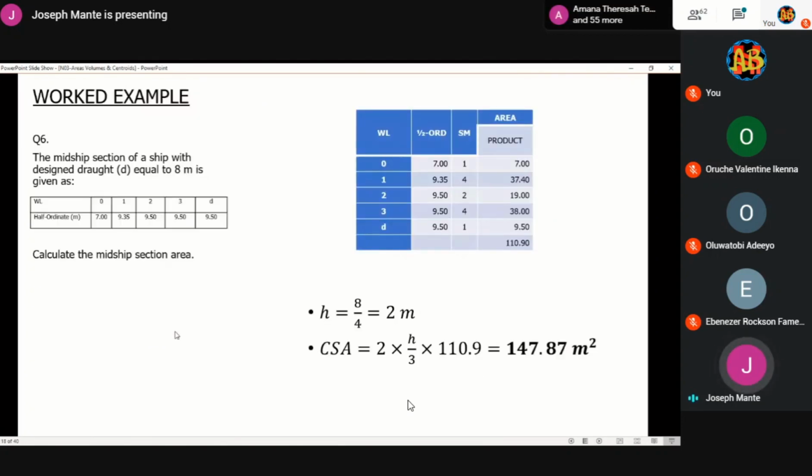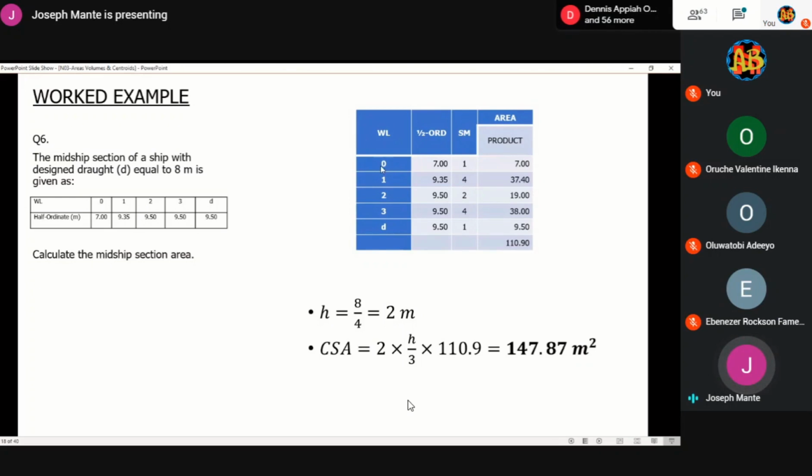So let's solve an example. The midship section of a ship with design draft D equal to 8 meters is given to us. So we have the water line and we have the half coordinate. So calculate the mid sectional area. So this has been given to you. So the water line is there. You bring your half coordinate, then you multiply by our Simpson's multiplier. And the same thing applies to that.